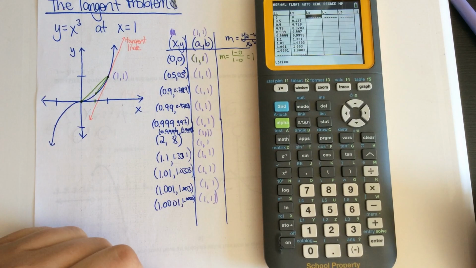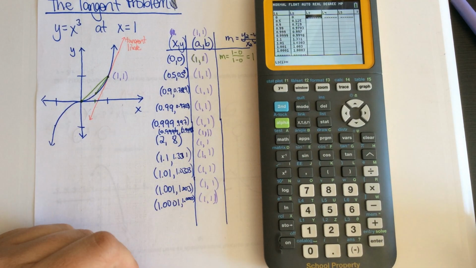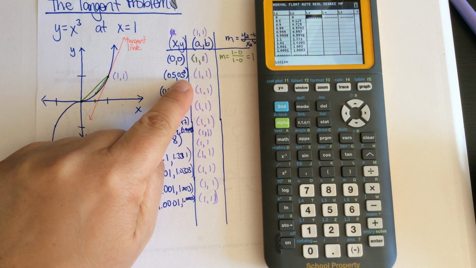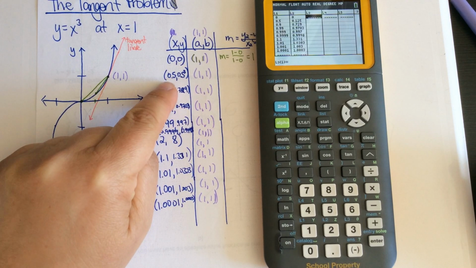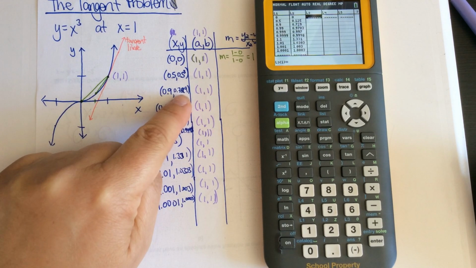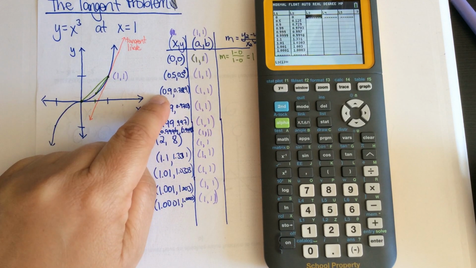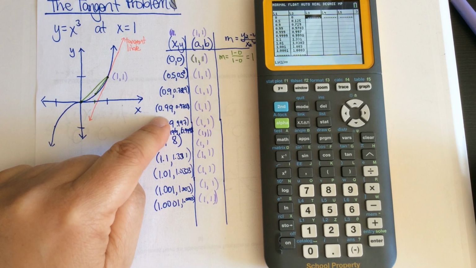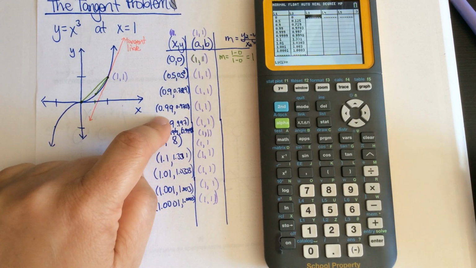Now I'm going to have it calculate the slope for me. I could go through and manually calculate the slope on every single one of these. I could go 1 minus 0.5 cubed over 1 minus 0.5. I could go 1 minus 0.729 over 1 minus 0.9. I could go 1 minus 0.9703 over 1 minus 0.99. That doesn't sound like fun though, okay?